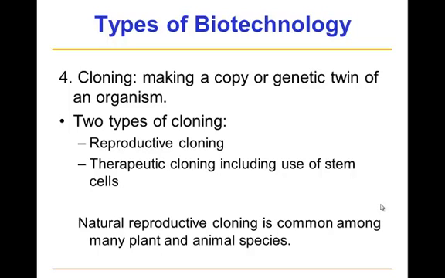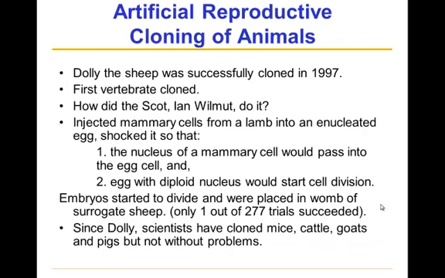Let's talk about artificial reproductive cloning, though, rather than natural reproductive cloning. Artificial reproductive cloning is what biotechnologists do. The first vertebrate animal with a backbone that was cloned was Dolly the sheep, who was cloned back in 1997. And there was a Scottish scientist named Ian Wilmut who accomplished this task.